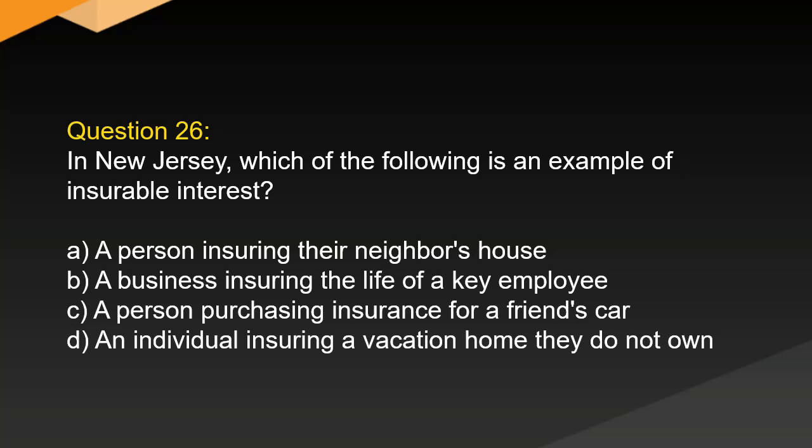Question 26. In New Jersey, which of the following is an example of insurable interest? A. A person insuring their neighbor's house. B. A business insuring the life of a key employee. C. A person purchasing insurance for a friend's car. D. An individual insuring a vacation home they do not own.